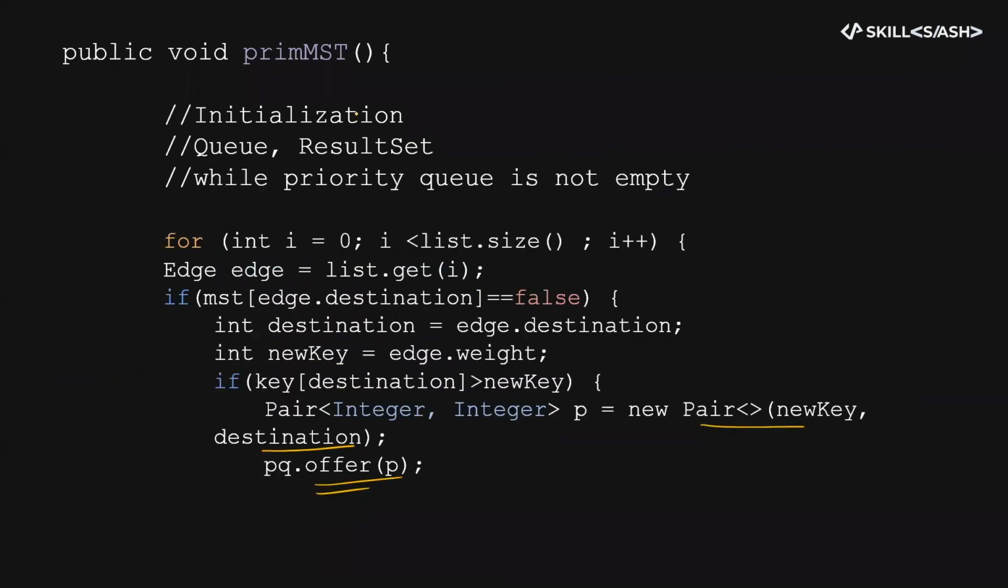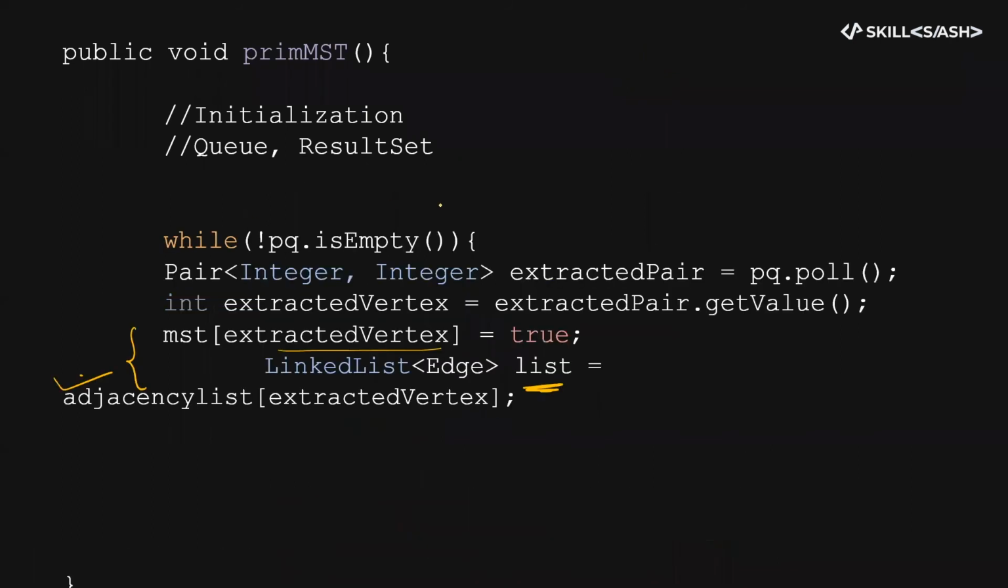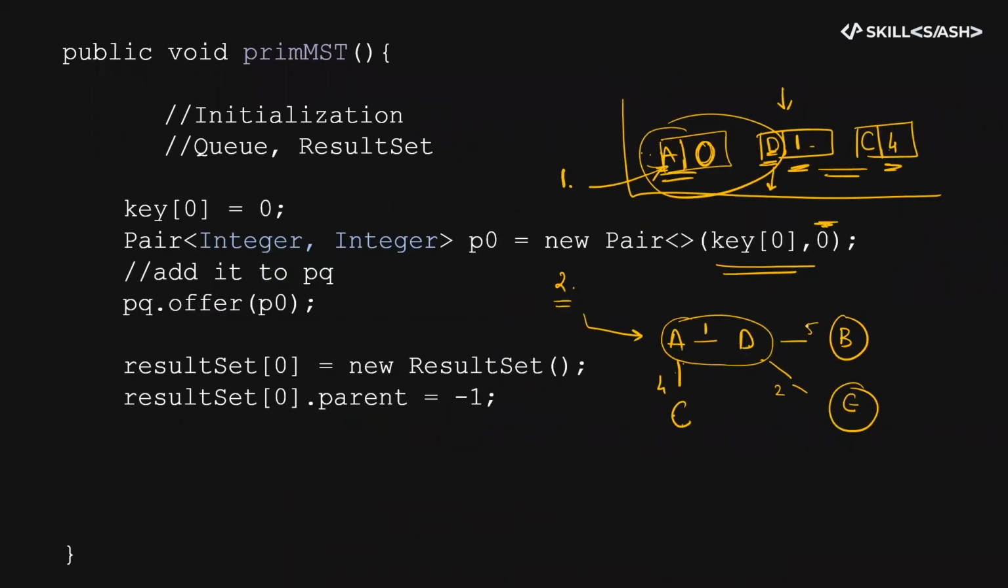Now the thing is that we have to process it. So what is the processing? As we have extracted D first with the least one, I'm taking that. What is the parent of D? A. So that I'm marking in the result set. And what is the least weight for it? 1. So I'm just marking that you can reach A to D in the minimum spanning tree with 1. So I'm marking that into the result set. That's it. Got it? And then I'm moving further, to see with D, which all I can reach.